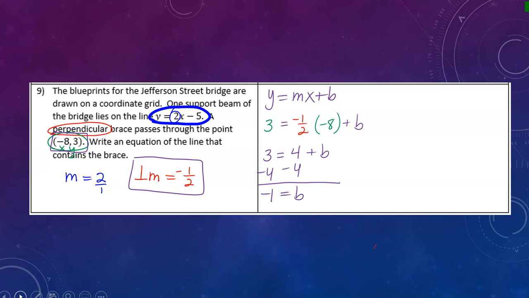So now I need to take the two pieces of information that I have here, so my perpendicular slope and now the b value that I just got, and plug it back into slope-intercept form. So now I would have y equals -1/2 x minus 1 for my final answer.